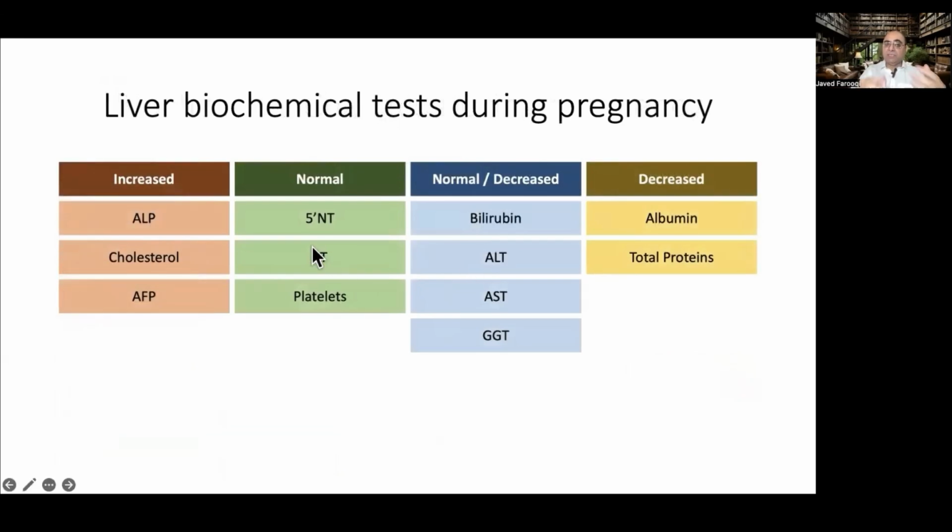Another way, if we group them: those parameters that are increased are alkaline phosphatase, cholesterol, and alpha fetoprotein. Those that remain normal are 5-NT, prothrombin time, and platelets. Those that may be normal or mildly decreased include bilirubin, ALT, AST, and GGT. And those that are definitely decreased include albumin and total proteins.